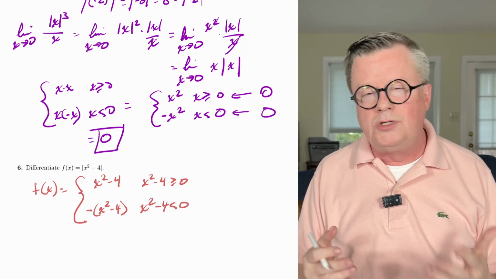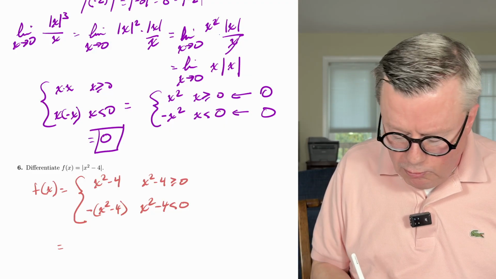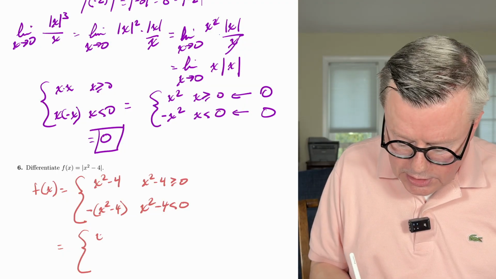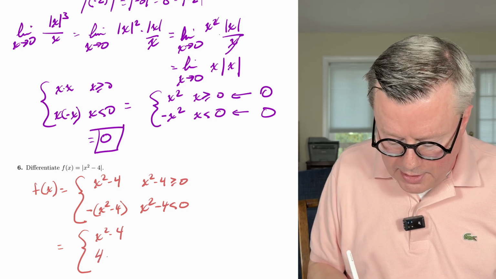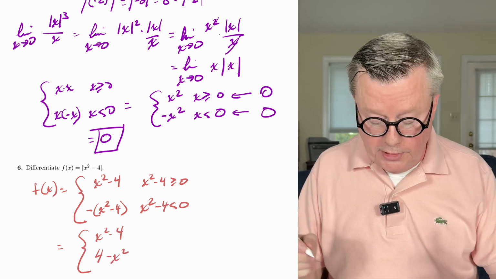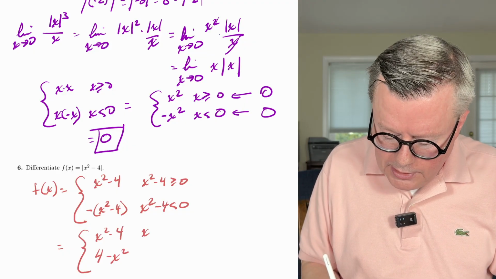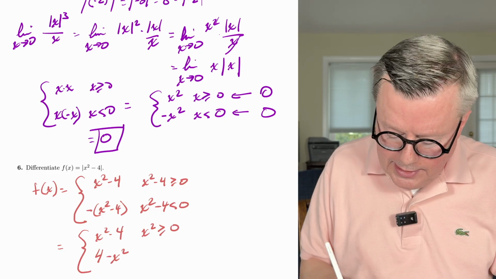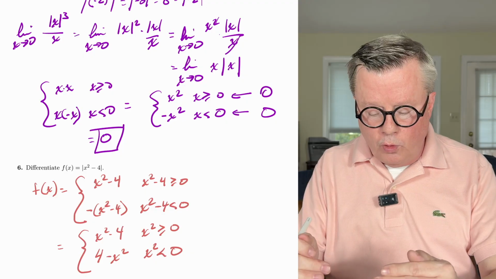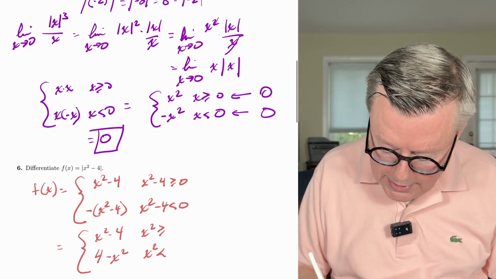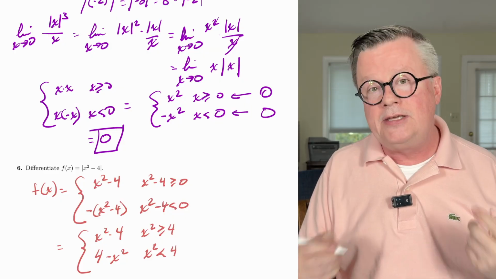And now I'm just going to do a little moving around to make this look a little better. I can rewrite this piecewise bit as x squared minus 4 on the top. And when I distribute the negative in, I'll have a 4 minus x squared on the bottom. Great. And I can rewrite the conditions for this piecewise function a little bit. I can move that 4 to the other side in both of these conditions. So it's x squared minus 4. Oh boy, I wrote that wrong. When x squared is greater than 4, and it's 4 minus x squared when x squared is less than 4.